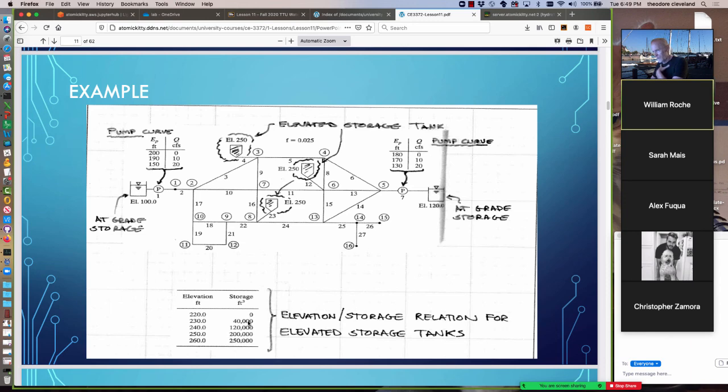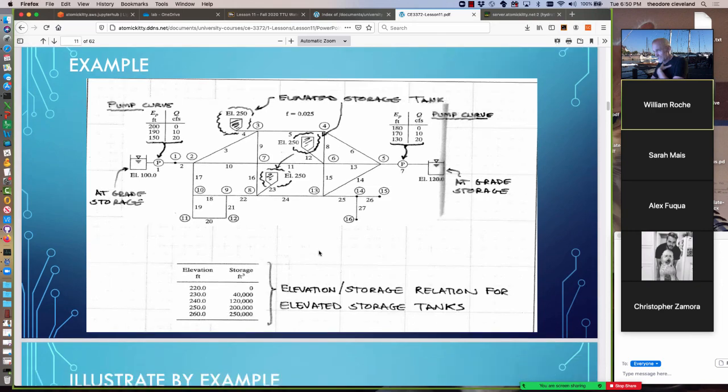At 230 feet elevation, there's 40,000 cubic feet of storage. And all the way up to 260 feet of elevation, we have 250,000 cubic feet of storage, which is a sizable amount of water. So we've got 3 of these tanks connected at node 3, 6, and 8 in this network. And then we have some other pipes and nodes and typical hydraulic appurtenances common to a water distribution network.